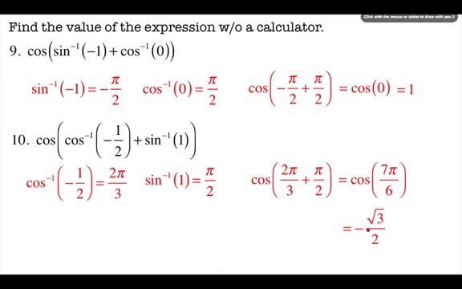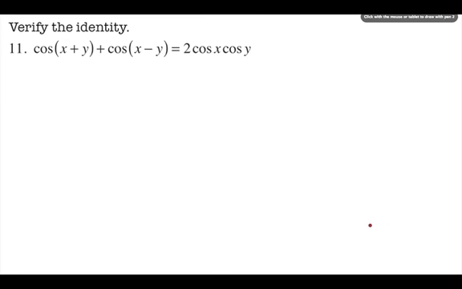Let's go to the next slide. It says verify the identity. We're looking at making one side equal to the other side. I look at the right side and it looks a lot easier than the left side, so I'm going to work on the left side.